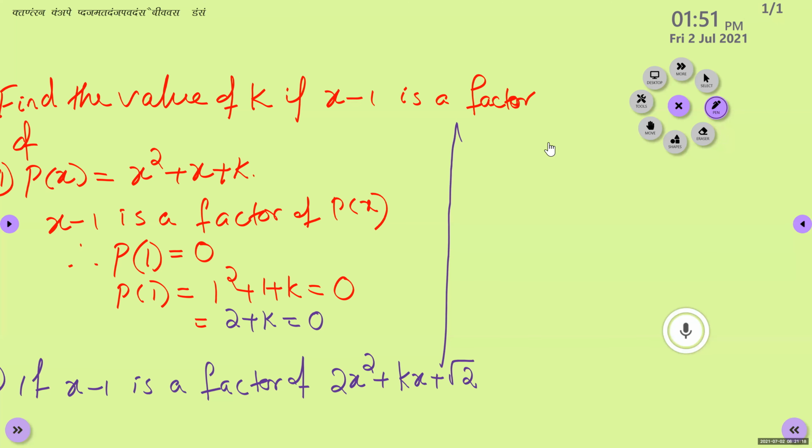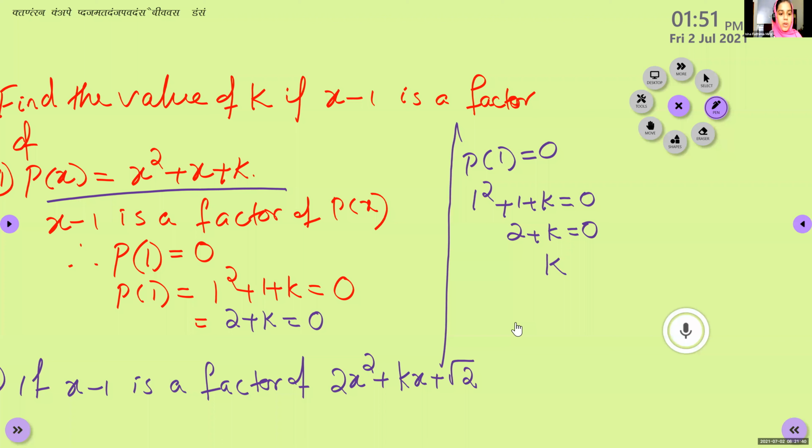But p of 1 is what? Substitute: p of x is x square plus x plus k. So p of 1 is 1 square plus 1 plus k, which is 0. 2 plus k equal to 0, k equal to minus 2. Is it clear how we will get k? So we have to make that p of 1 equal to 0, then find k. Find p of 1, equate that p of 1 to 0, then you will get k.